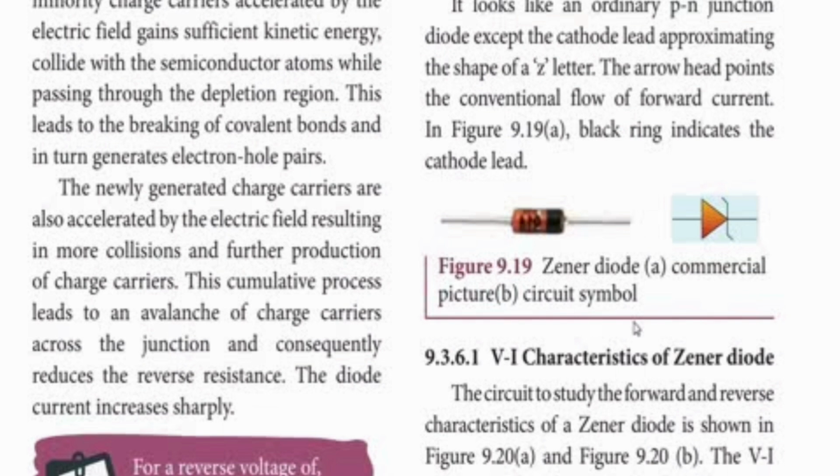So this is the Zener breakdown. The Zener diode. The circuit symbol of the Zener diode is this one. In the ordinary PN junction diode, you can see that only a straight line is there. But in the Zener diode, it is like a C.